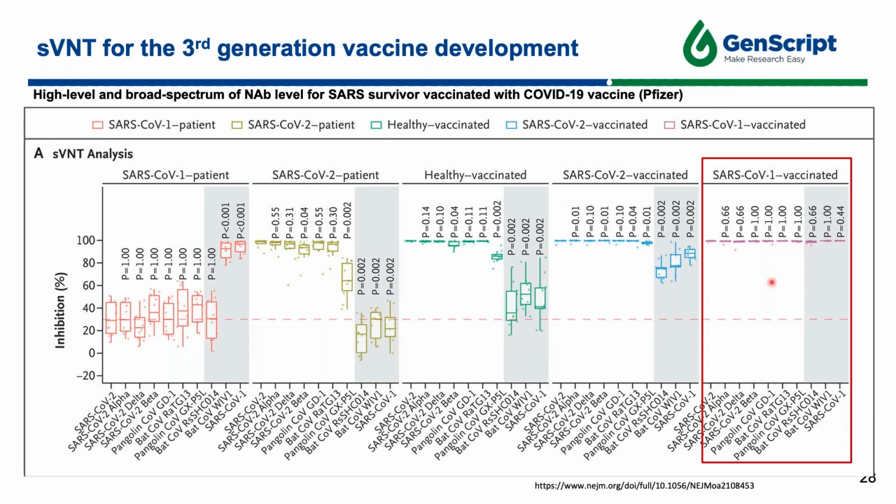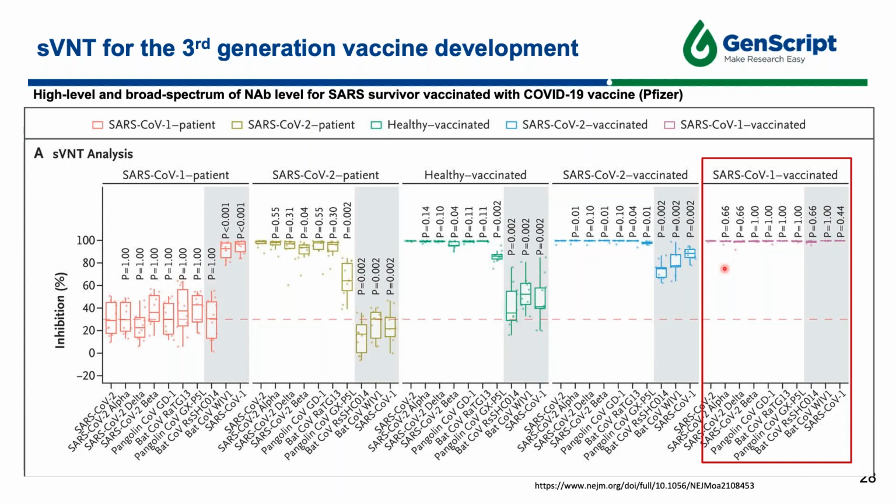This is a very interesting result: patients who have been infected with SARS-CoV-1, which is responsible for the SARS outbreak in 2003, when they received the Pfizer vaccine, are protected not only from the SARS-CoV-2 clade but also the SARS-CoV-1 clade. This means that there is a high level and broad spectrum of neutralizing antibody for SARS survivors who are vaccinated with the COVID-19 vaccine. So this actually offers a very promising insight in developing the third generation of vaccine.